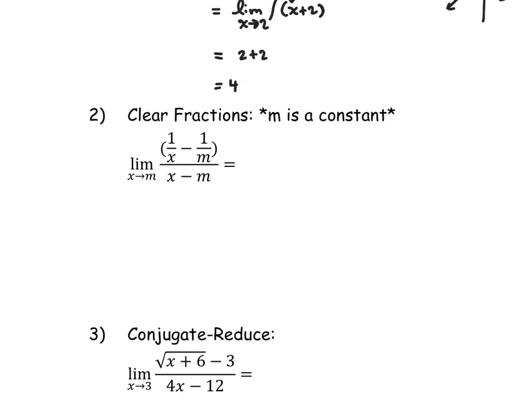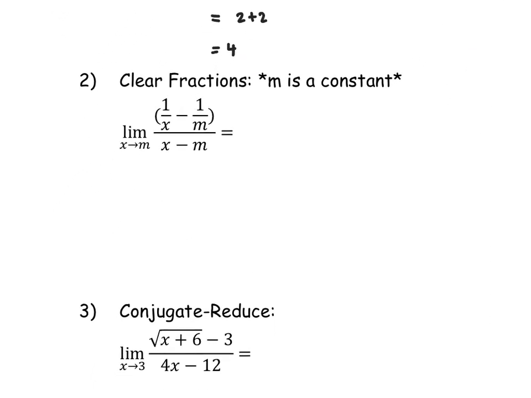Okay, our second method is called clearing fractions. You'll know when to clear fractions because you'll see it. It's evident here that I'm going to clear fractions. Okay, if I were to plug in m, I would get 1 over m minus 1 over m, right? 1 over m minus 1 over m minus m. That's going to clearly be 0 over 0.